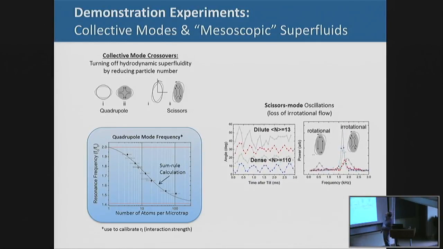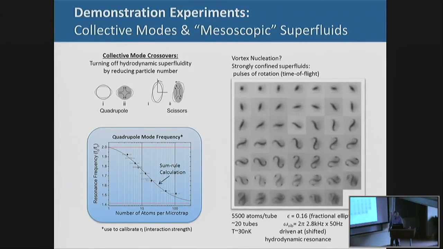So if we look at what those look like, you can actually see that the scissors mode is damping out as you go into this dilute limit. Okay, and so you're seeing that you're going from an irrotational gas down to a rotational gas. We can do other things.